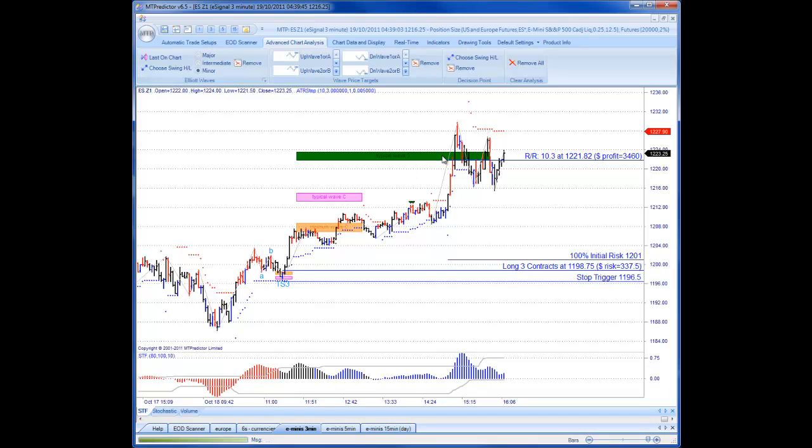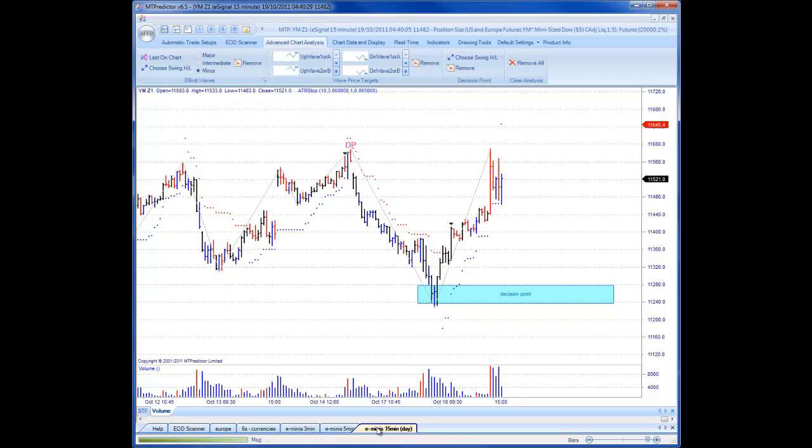And because wave 3 is normally the strongest and longest swing in any Elliott wave sequence, this particular Holy Grail trade is my personal favourite, and it was actually why MTPredictor was designed in the first place, because it represents one of the best trades to get the largest profit, as you can see here, 10R, in relation to the smallest initial risk. So this is what I call my Holy Grail trade setup, and I think it's one of the best trades you can get, particularly when we combine it with the MTPredictor 15-minute analysis.